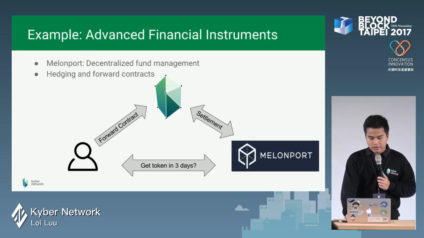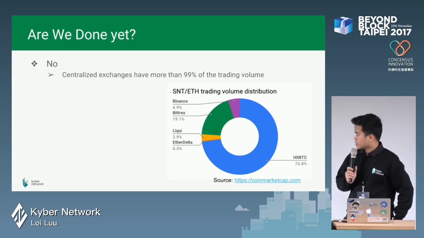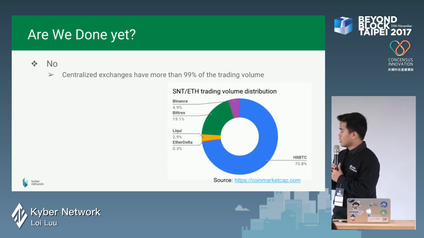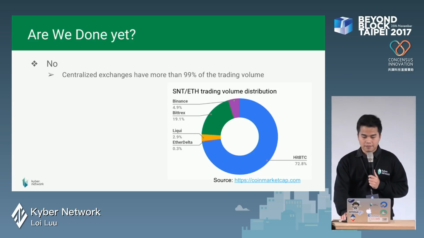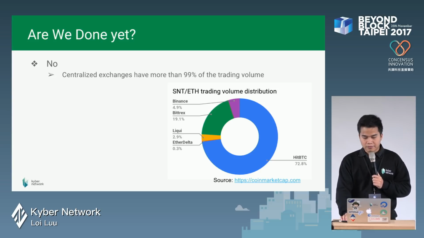So with all those amazing applications, are we done yet? Is Kyber the solution for everything yet? We are far from that, right? So if we look at the trading volume for the Status token and Ether, we can see that EtherDelta is the only decentralized candidate here, and they process less than 1% of the trading volume. So we still have a long way to go to bring decentralized exchanges to our crypto users.